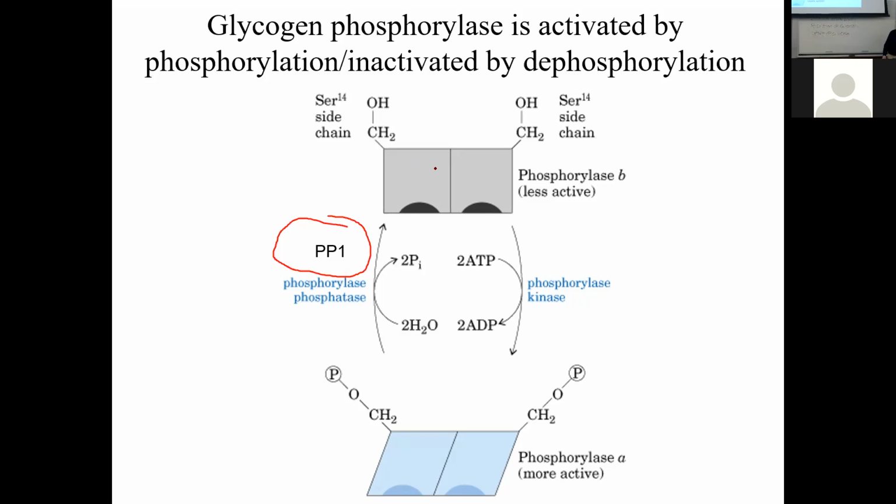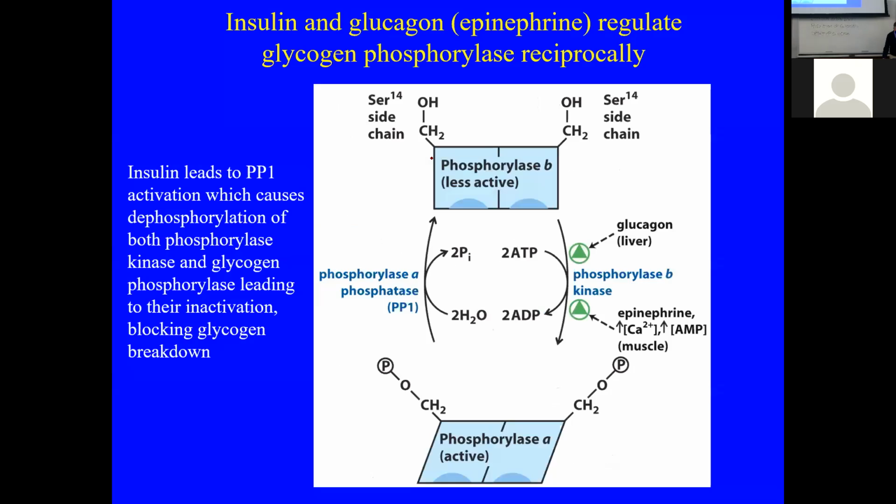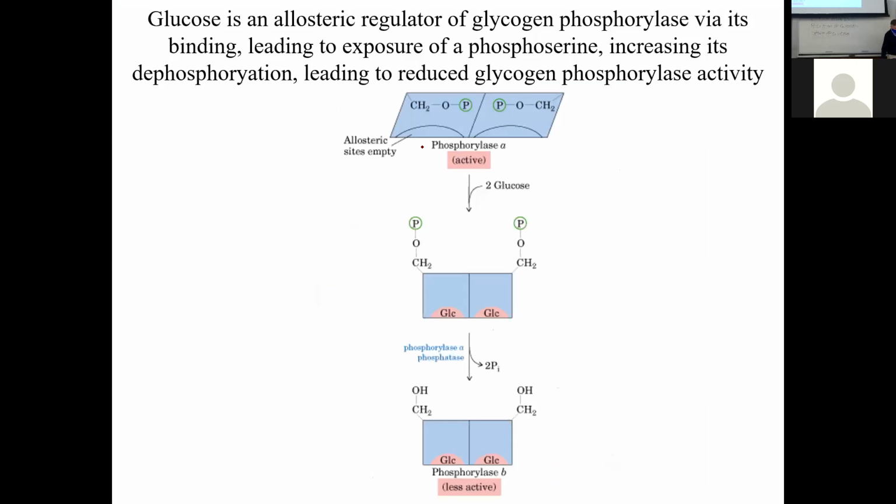One sort of side note about the glycogen phosphorylase is that there is actually an allosteric binding site for glucose on the glycogen phosphorylase. And when glucose levels are high within the cell, it leads to a conformational change which exposes this phosphorylated serine and facilitates the removal of the phosphate, inactivating glycogen phosphorylase.